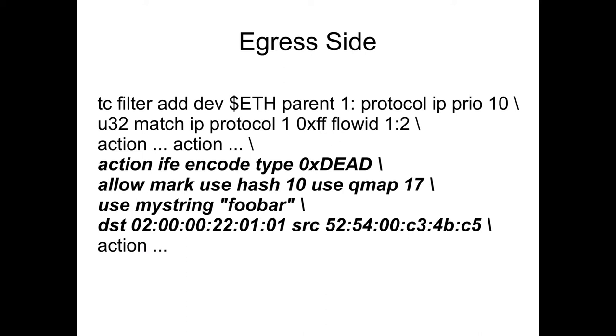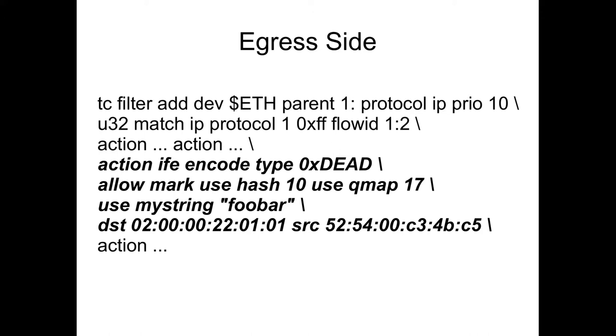You basically match, and I have a test case that I typically run with ICMP, so I'm going to match if I see any IP packet, protocol 10, I give it a priority of 10, I'm going to match for IP protocol 1, which is ICMP. And I'm going to run a bunch of actions, but one of the other actions that I want to run is this IFE. So on the egress side, I'm telling it to encode. And some of these things are sort of optional, but I added them here for clarity reasons. As an example, I could say I want it to use an ether type of 0xdead. So there has to be synchronization between the source and the destination.